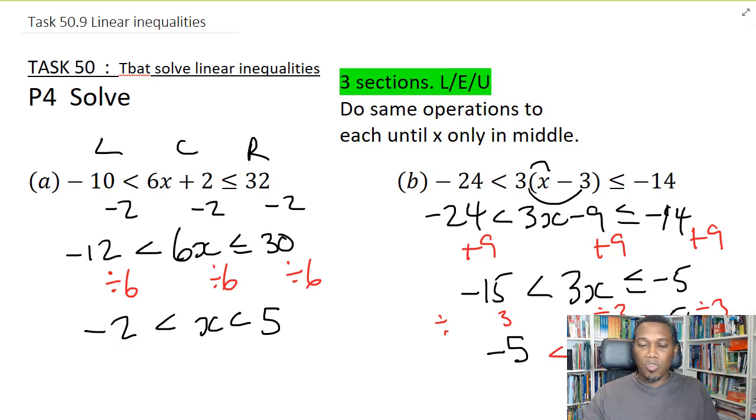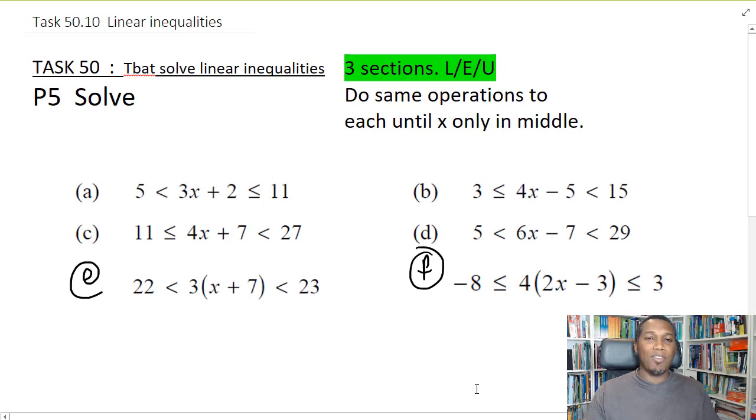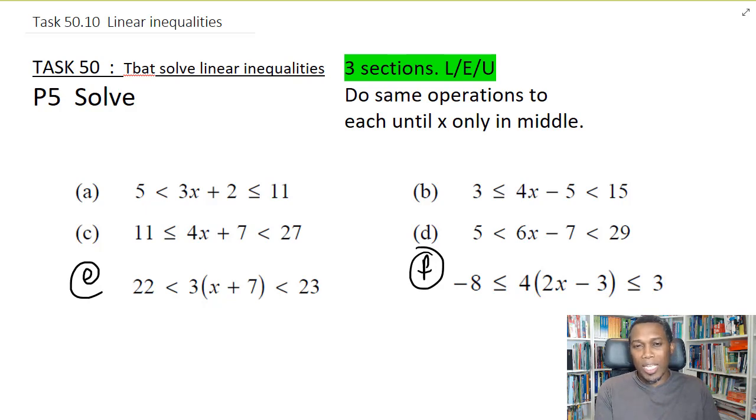I have some for you to try now. You've got six of them. Have a go. Work on these. Remember, it's video. You can go back and watch what I did, but you work on these. Follow that strategy in terms of managing the three sections.